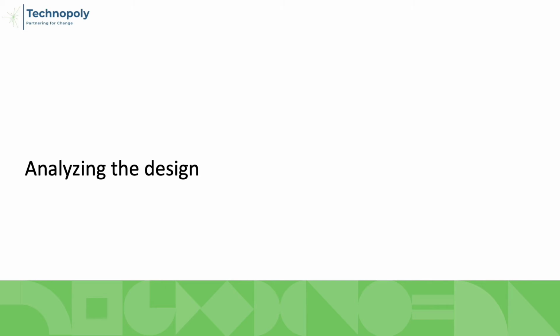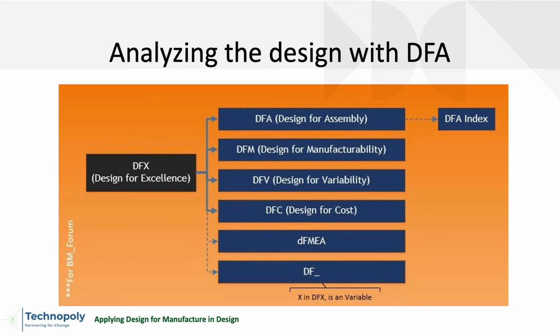Once you have come up with a sufficient concept of your design, you can now start to analyze how efficient your design is. One way to analyze a design with DFA is what we call a DFA index. This particular tool is applicable for evaluating the components that we have in our design and how these components might result in an efficient or inefficient way of making our products later on.